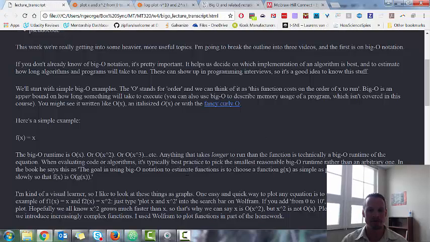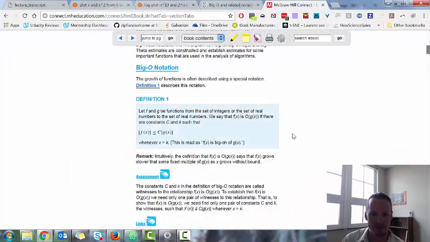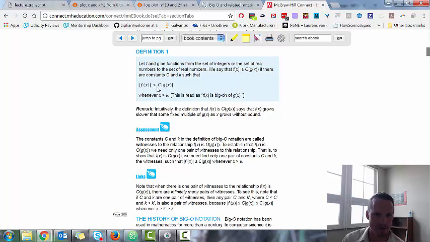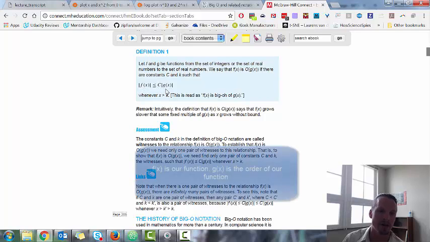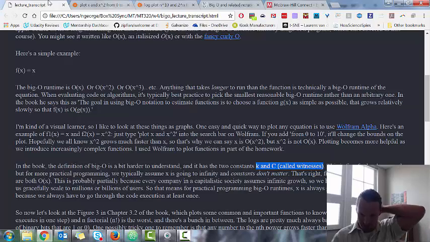In the book, they call those things witnesses. And that minimum number that we have is k in the book. And there's also the constant c, which let me just pull up the definition in the book. So there's this constant c that goes in front of whatever we consider the order of our function. So those are details that are typically only relevant more on the math side as opposed to the programming side.